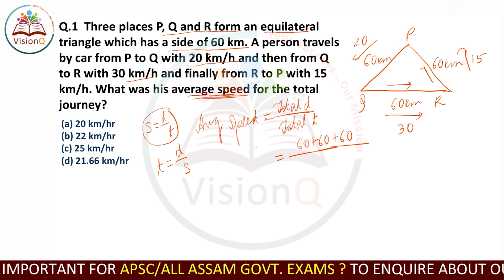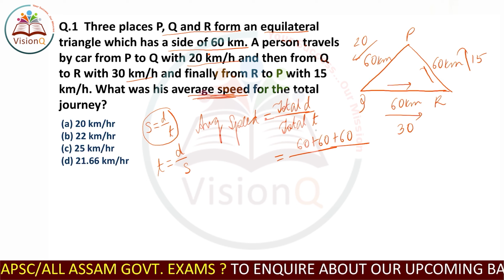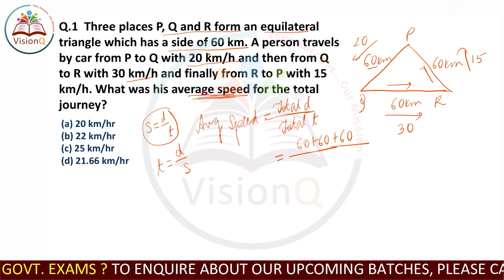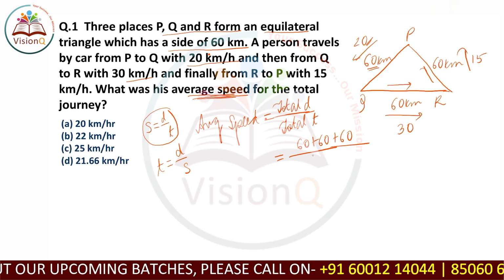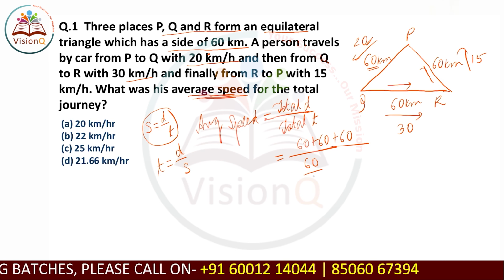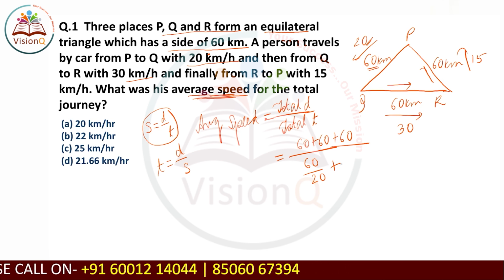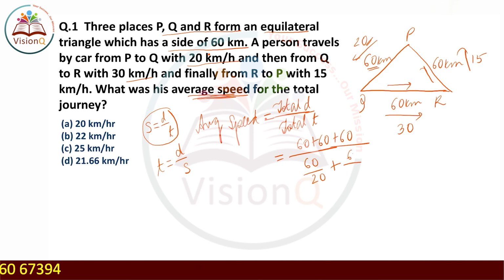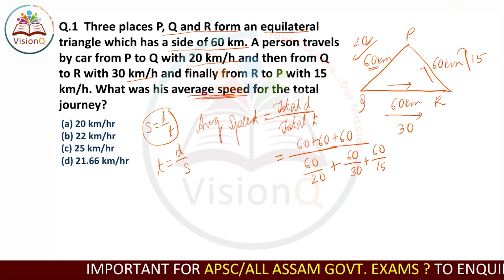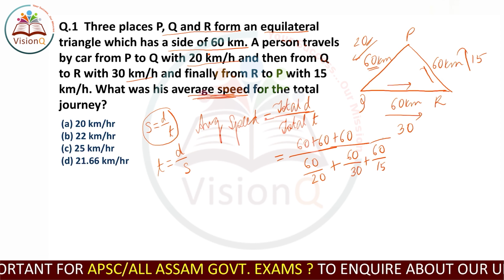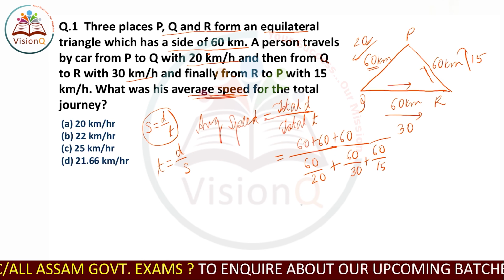Now time taken to go from P to Q is distance by speed. So distance is 60, speed is 20. So how much time will be taken to go from P to Q? Distance by speed. Plus to go from Q to R, the time will be equal to 60 divided by speed, which is 30. Plus the time taken to go from R to P will be 60 by 15. So total distance by total time is the average speed. Now just try to find out the value here.